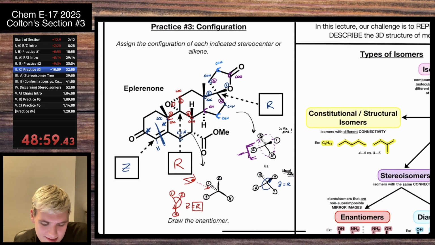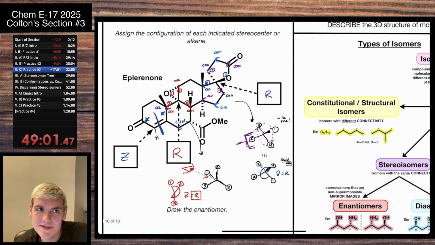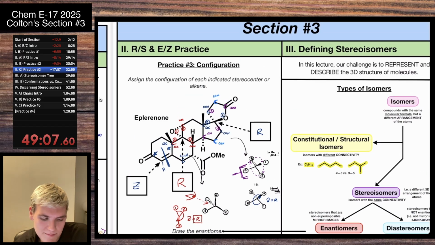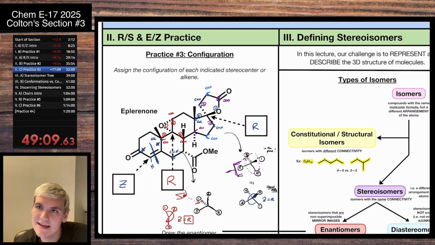There's one more part of this that says draw the enantiomer, but let's wait to do that until we've talked about what enantiomers are. So any last questions on this, practice 3 or easy R and S things? I know we spent a lot of time on it. Cool. So moving on.